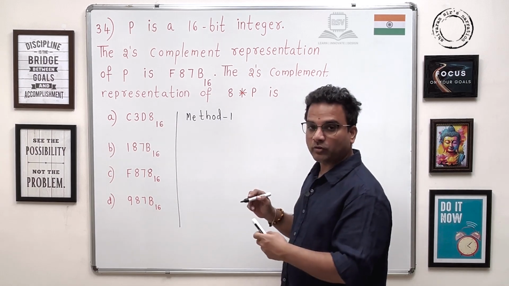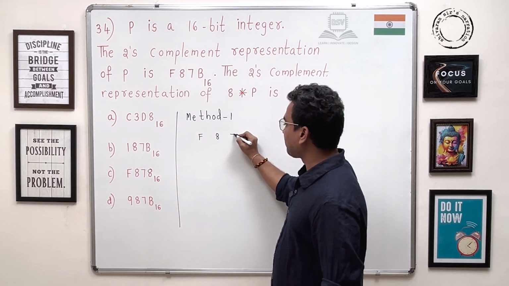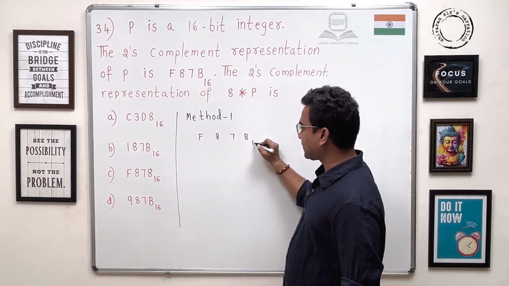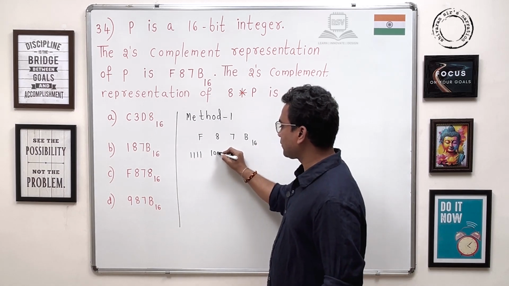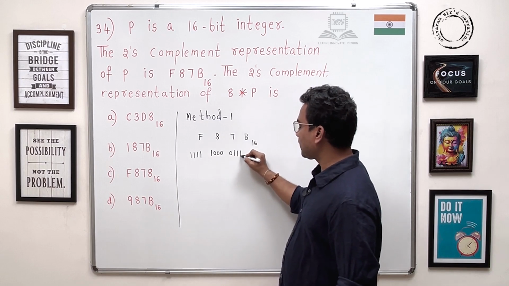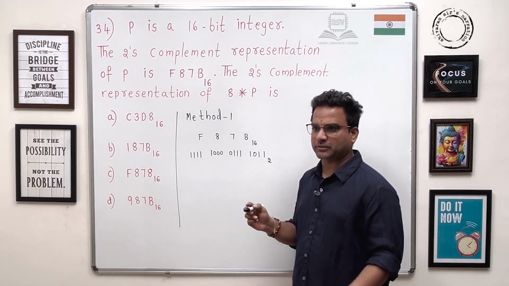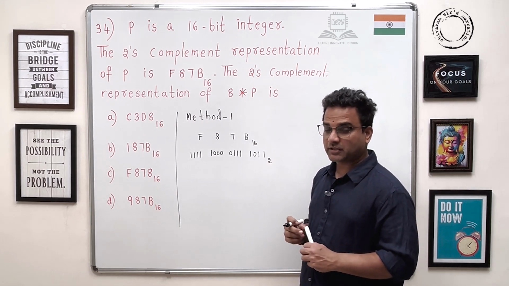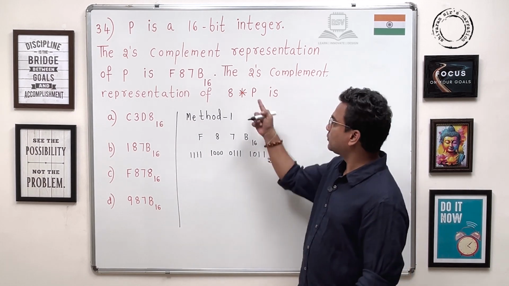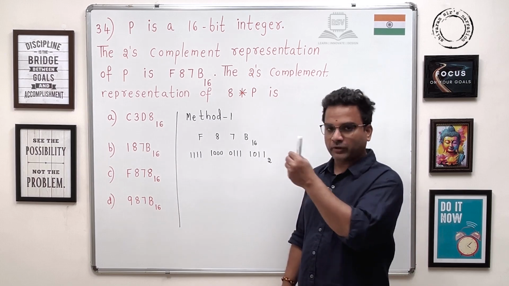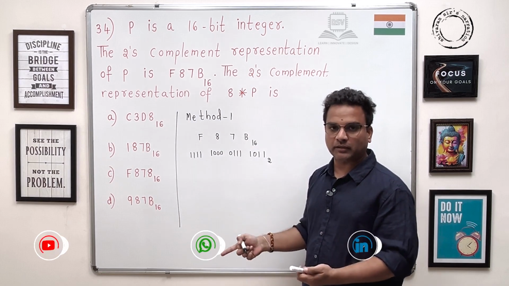Now let's find out the binary representation. F87B, the binary representation is 1111, 1000, 0111, 1011. This is the 2's complement representation in binary sequence. Guys, how to find out the decimal value of this? Because you need to do 8 into P now. If you have the P value in decimal, you can multiply and tell the decimal value.